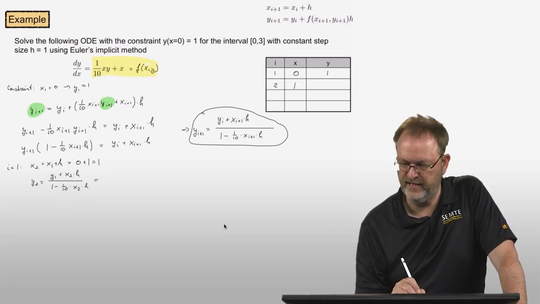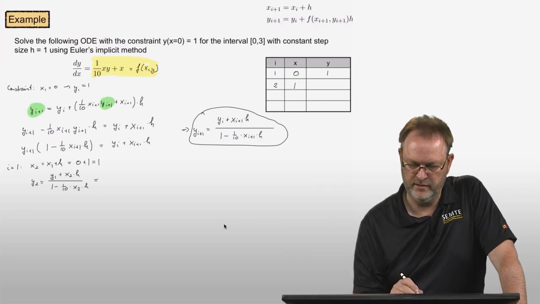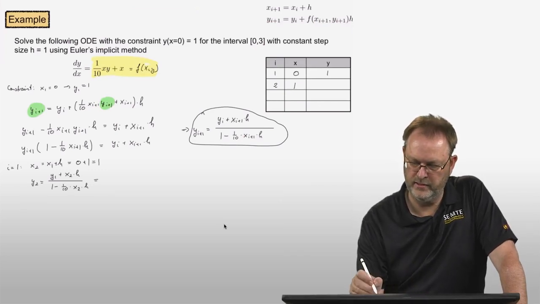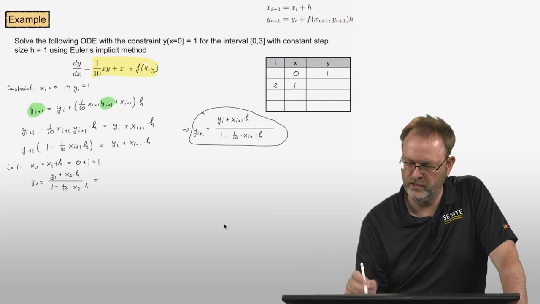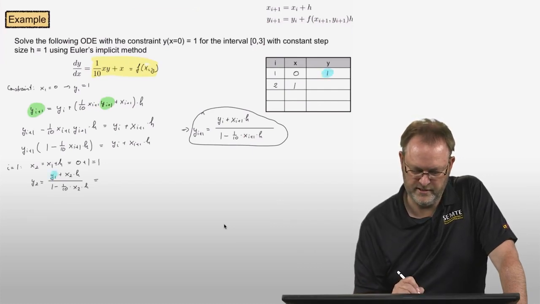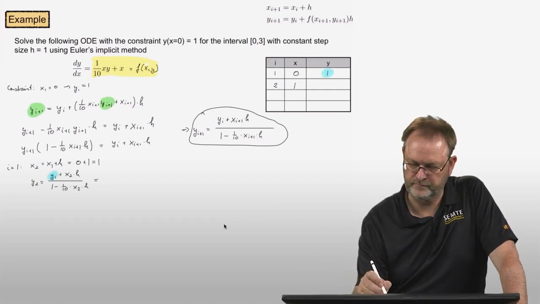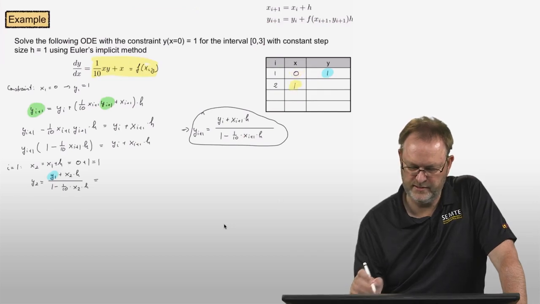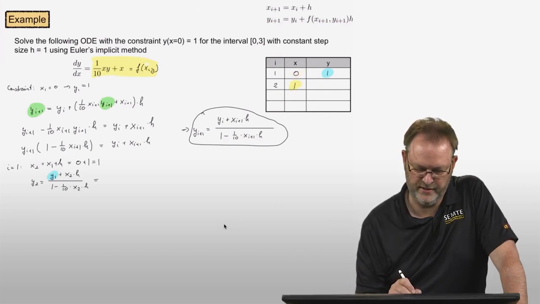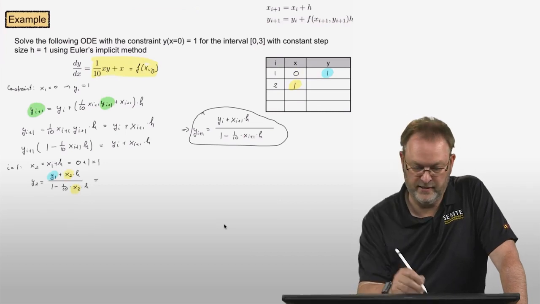Okay, let's plug in the values. Let me mark where I'm going to take the values from. The y1 is this value over here. The x1 doesn't even appear in the formula, it's simply the x2 that appears. That's over here. That's these values. And the h is 1.